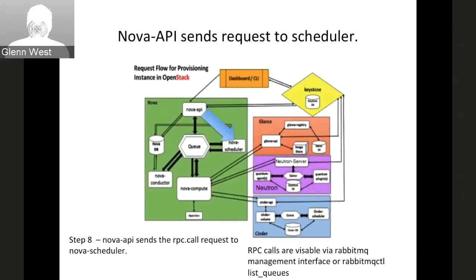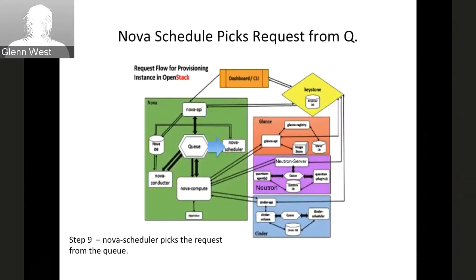All right, now Nova API sends an RPC request. Now, when we say RPC request, we're actually talking about using the message queue to the Nova scheduler, which you would actually be able to see via the RabbitMQ management interface or the command line interface as well. Now, of course, the scheduler does a lot of work, and we'll talk about that in just a second here.